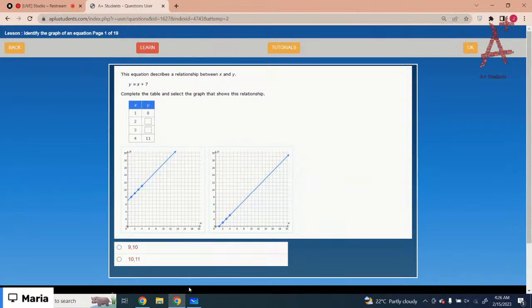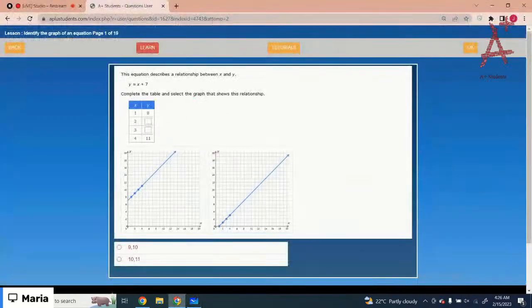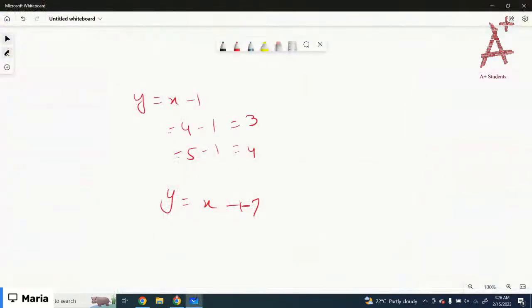Okay, you have to find the missing values. The two missing values are for x equals 2 and x equals 3. Y equals x plus 7. That is the equation. Okay, you have to calculate the missing values for 2 and 3.